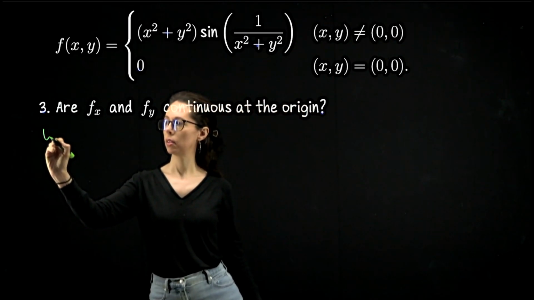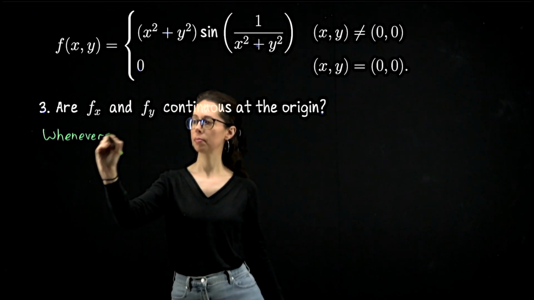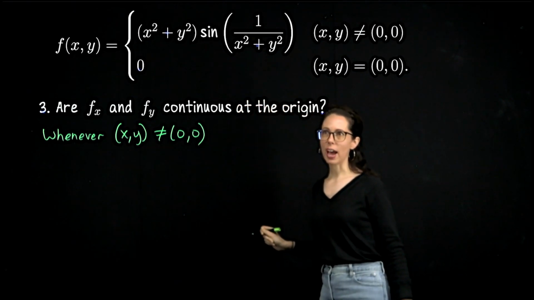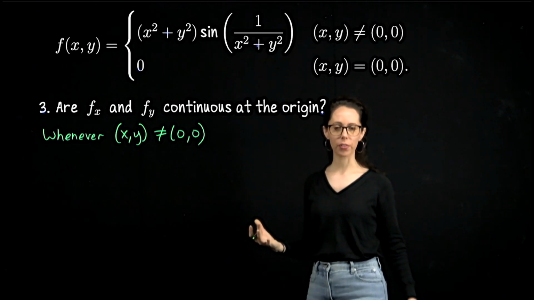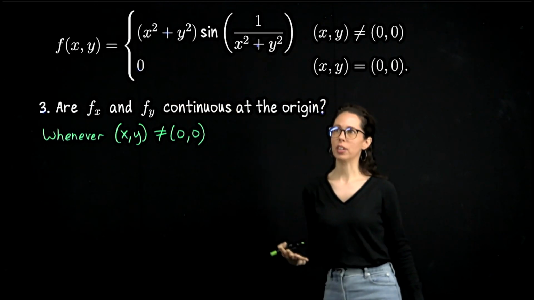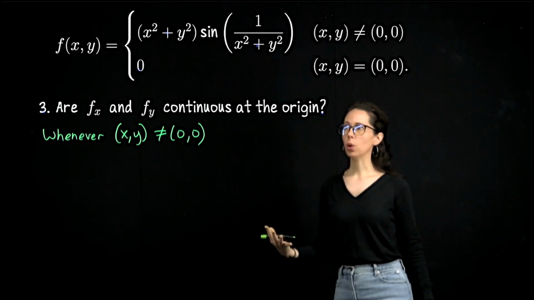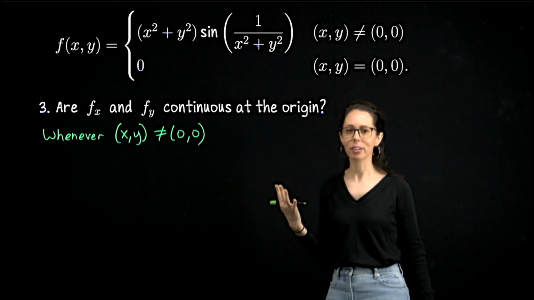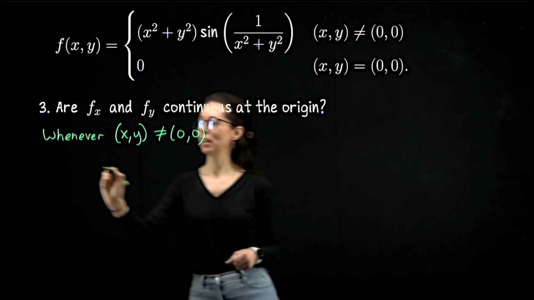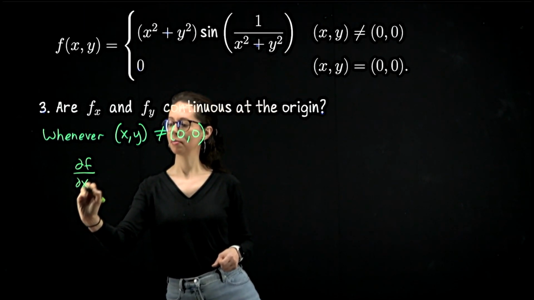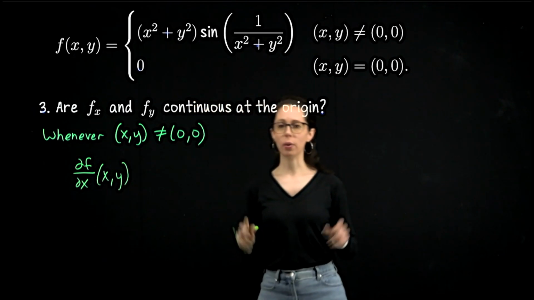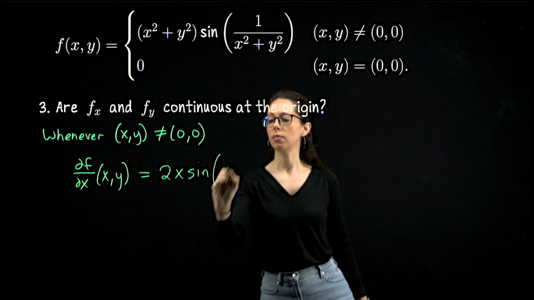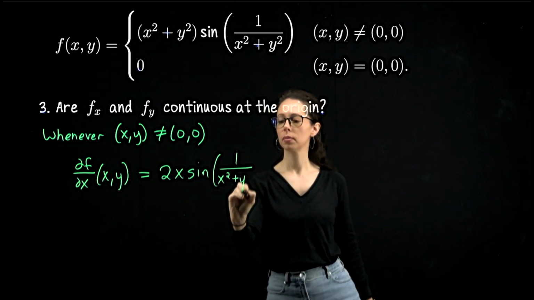So whenever we are not at (0, 0), there's no reason in that case to use the limit definition of the partial derivative. We needed to do that because our function changed definitions at the origin. But just off the origin, this piece here is perfectly differentiable in its own right, so we can just do regular techniques. Let's just keep going. df dx as a function of x and y, where x and y are not both 0, is 2x sine of 1 over x squared plus y squared.